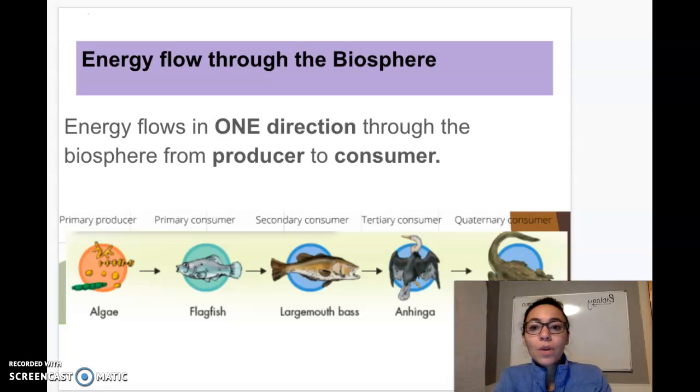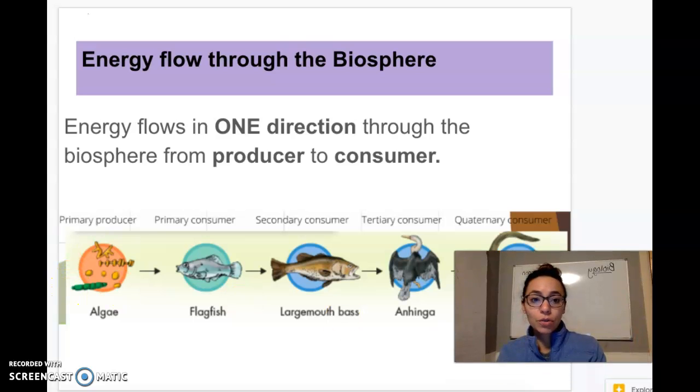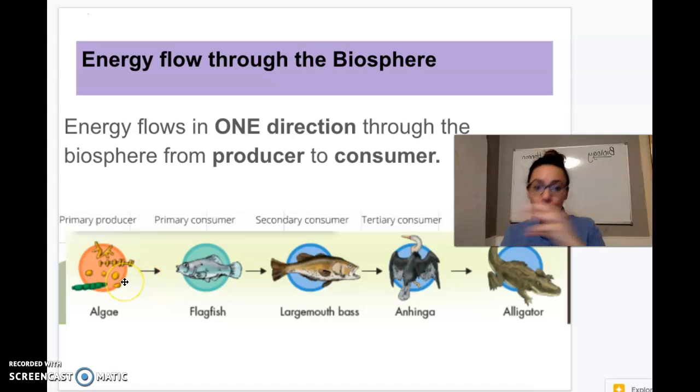All right, so energy flows in one direction through the biosphere, from the producer to the consumer. Okay, it flows in one direction. It's not a cycle. Energy isn't a cycle. It eventually runs out.